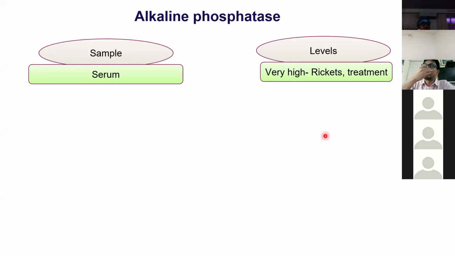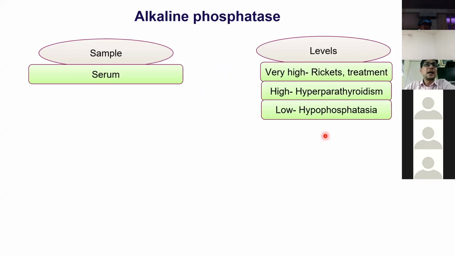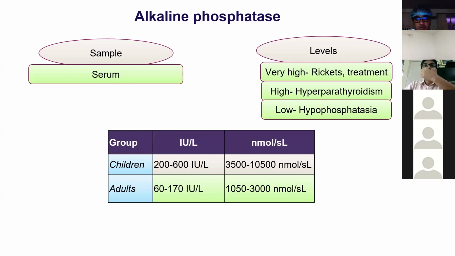But wherever there is immobility or hypophosphatasia, the level will be very low, because bone formation is not happening. Similarly, it will be very high in hyperthyroidism because of bone resorption. Now we have to remember the level in children, because in adults the level is very low. For the sake of remembering, in children it is 200 to 600 international units per liter.